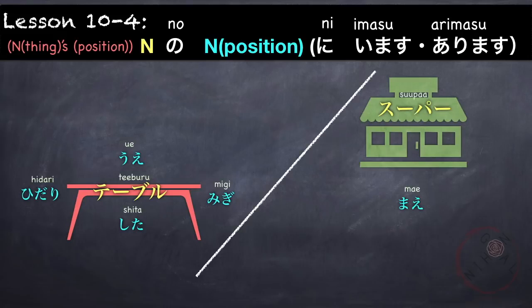If it's in front, we say mae. Super no mae, or super no shiro. On the back, super no naka. Inside. Super no soto. Outside. Or super no tonari. Beside. Or right next to. For example, where are the books?